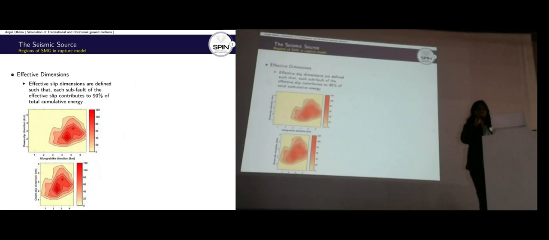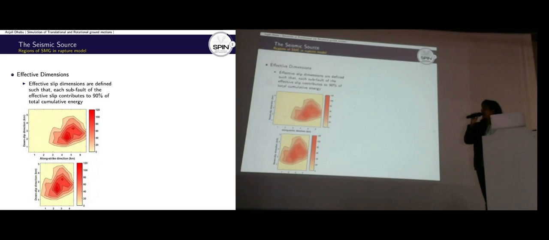If we have to do the statistical analysis, the first thing that comes is we should remove zeros from the data, or rather find the effective dimensions of the slip from a raw slip data. The top figure shows a raw slip model. In this work, I have defined the effective slip such that each and every subfault should contribute to 90% of the total cumulative energy that is observed. In the figure below, you can see that a large part of the yellow part has been removed in the effective slip sample, and the yellow region is nothing but many zeros in the raw slip model.